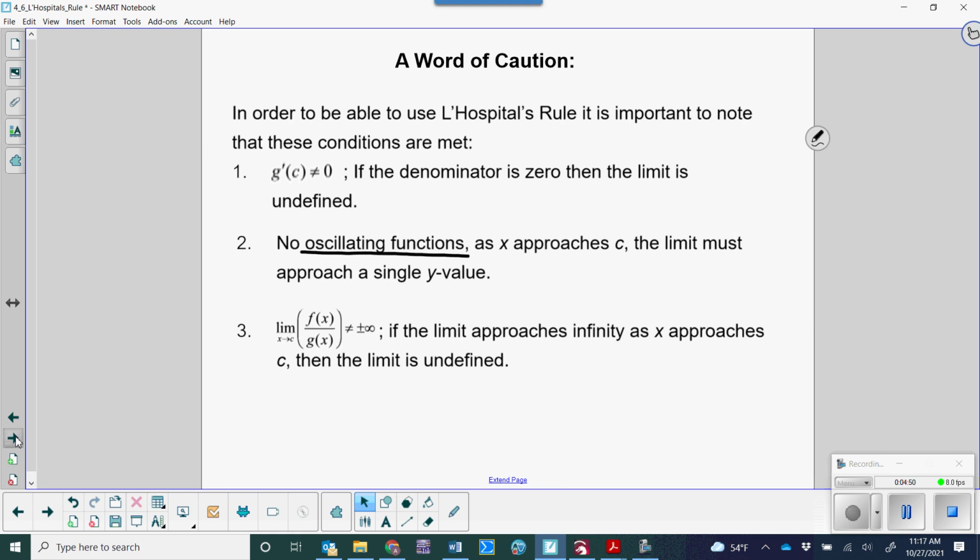And then when you do the limit, as x approaches c, if you get infinity, then the limit's just undefined.